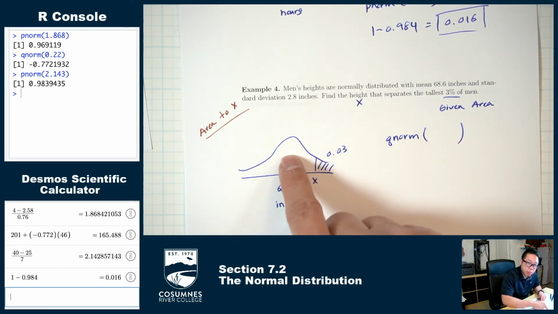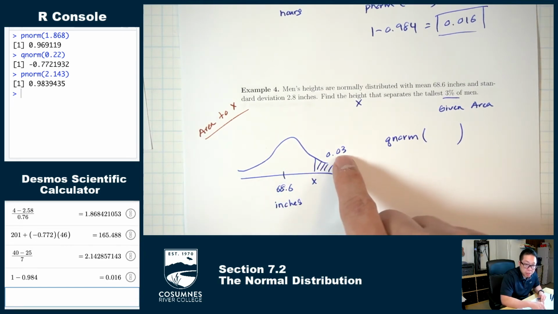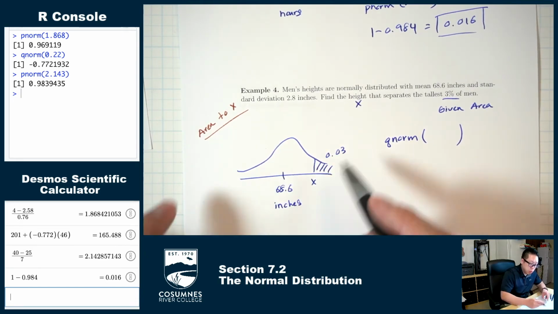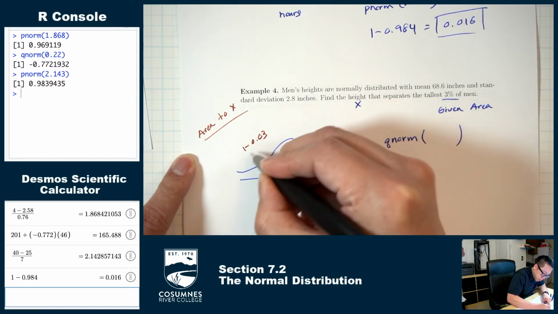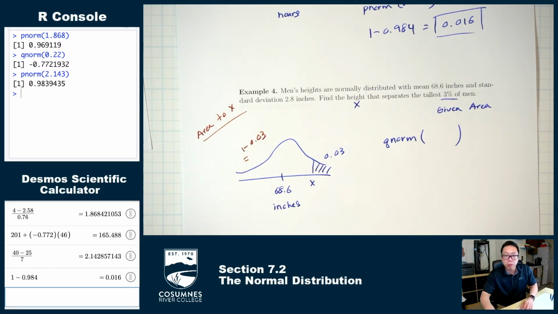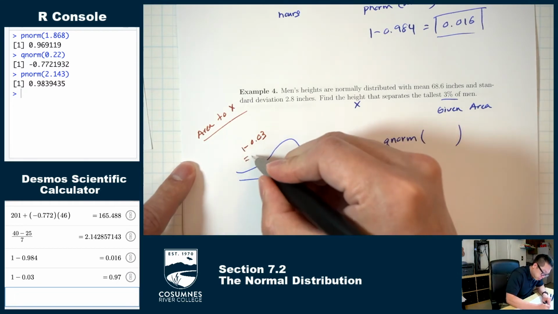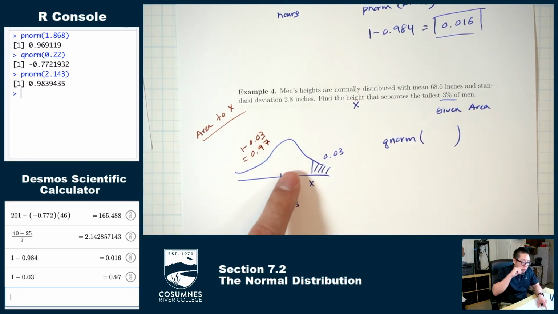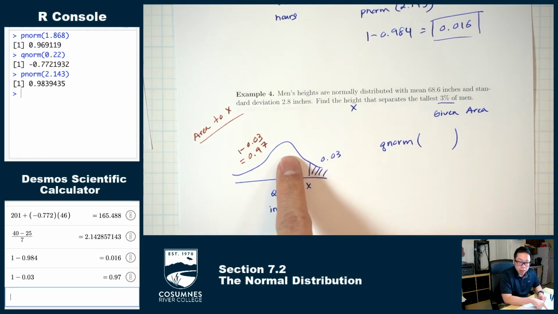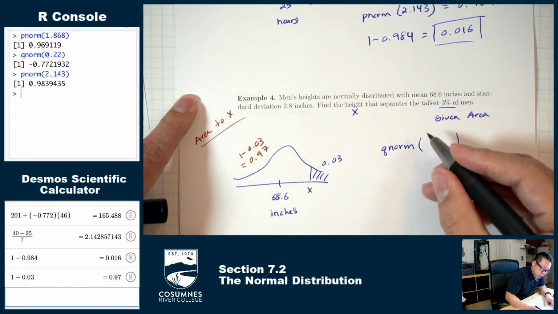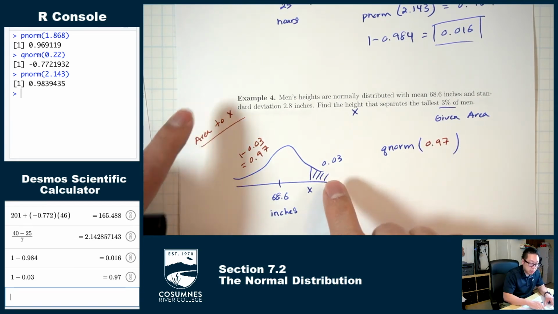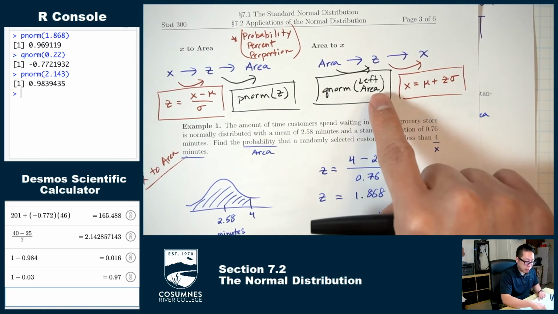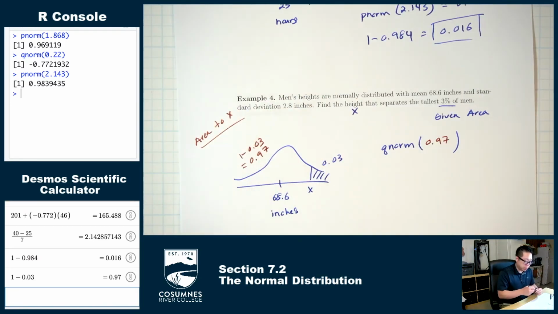So how do I find this unshaded part? Anytime you have one side and you want the other side, you do 1 minus. So I'm going to do 1 minus that 0.03. 1 minus 0.03 is 0.97. So 0.97 is the unshaded left area that I need to feed into R. So we're going to feed into R 0.97, not 0.03, because 0.03 is the right area. The way Q norm works is you always feed it the left area. So Q norm 0.97.